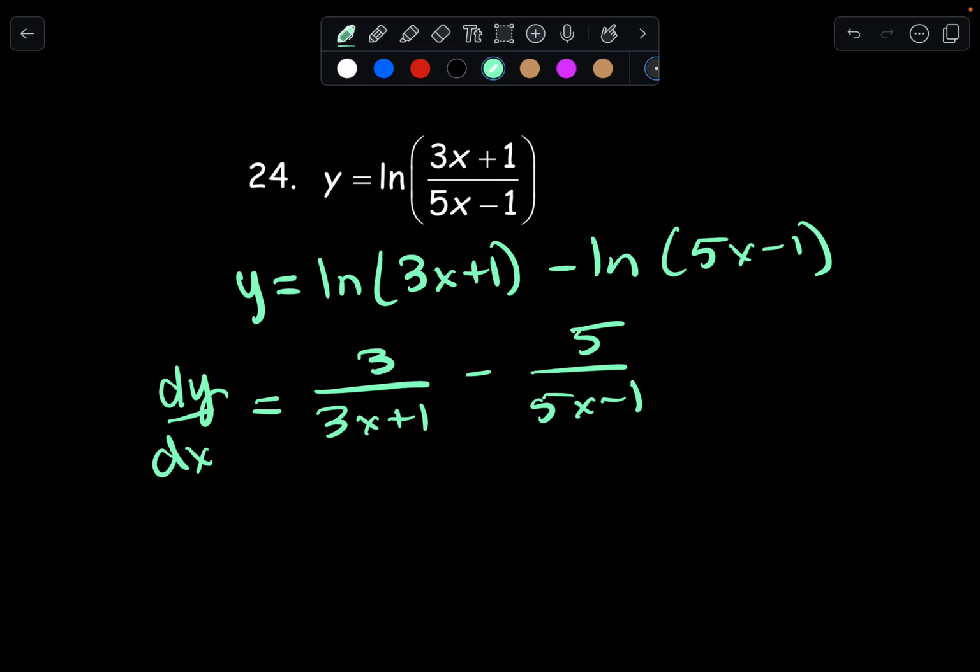All right, and that concludes the examples for the new rules. The next video will be on implicit differentiation. Everything that we just did was actually explicit differentiation. We're just differentiating with respect to one variable, but we will look at how to do that for multiple variables in the next video. Hope this was helpful.